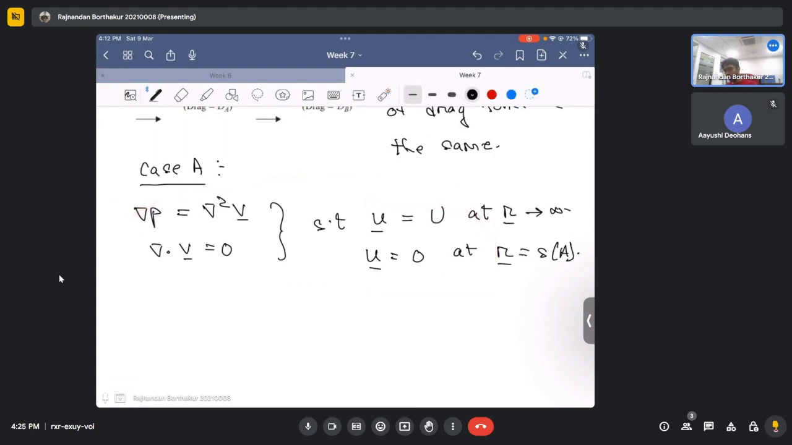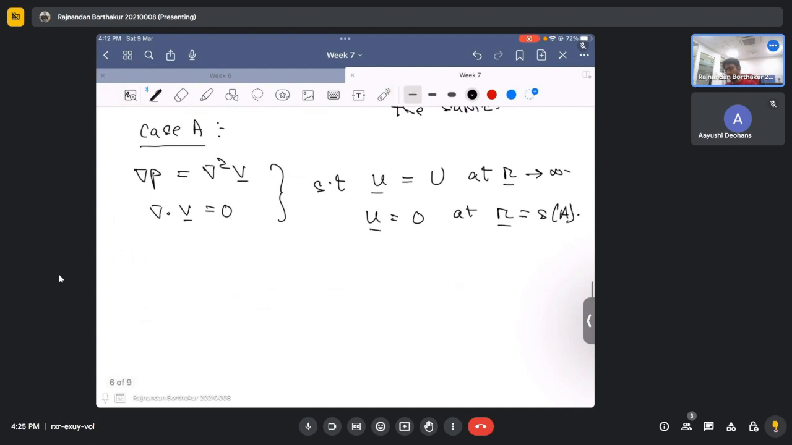Now for case B. Before going to case B, the solution that we are going to get by solving this equation, whichever way we seek to solve, is something like this. We are going to get the solution of the velocity and the solution of the pressure. I think I'm clear in explaining it.